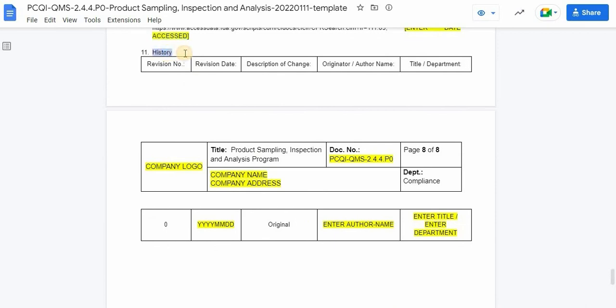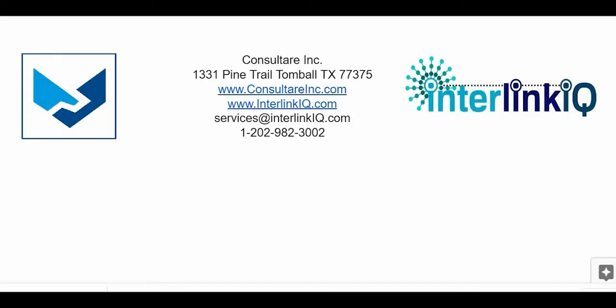Lastly, history. The history section is where we can update the program if there are any changes or revisions made in the document. If there is a revision, enter the revision number, followed by the revision date, the description of the change made, the name of the author or the originator, and the title or department of the author or the originator. Thank you for participating in this document review.